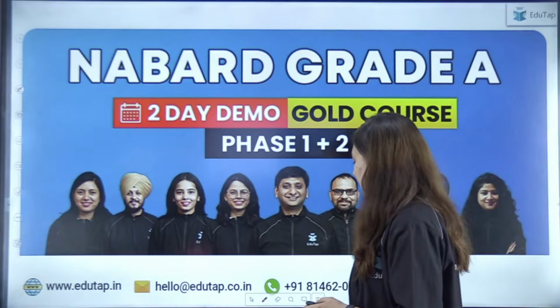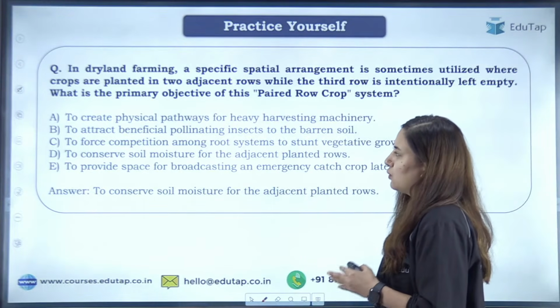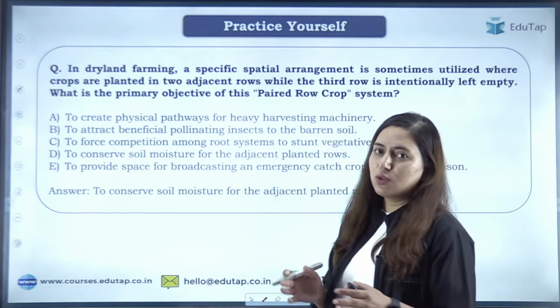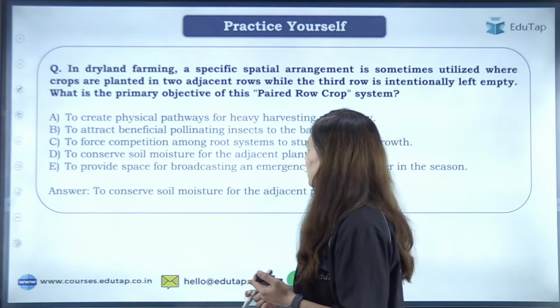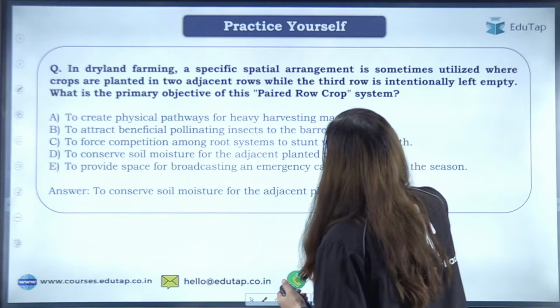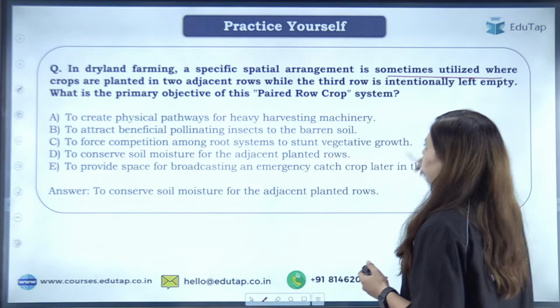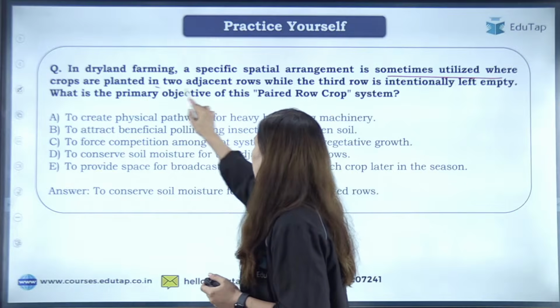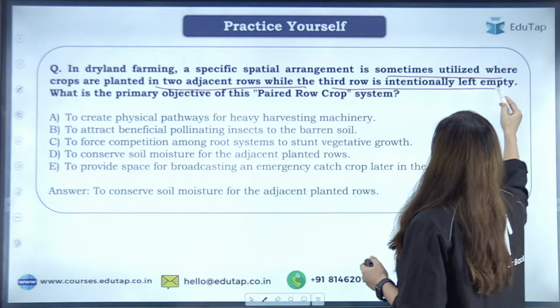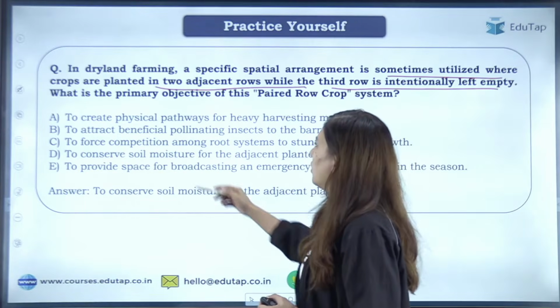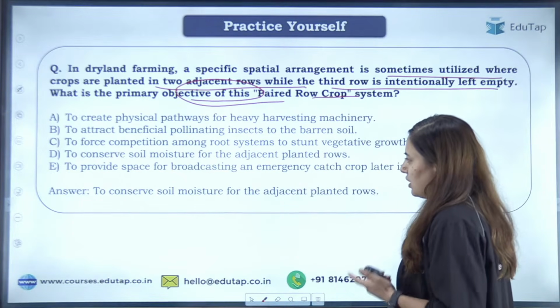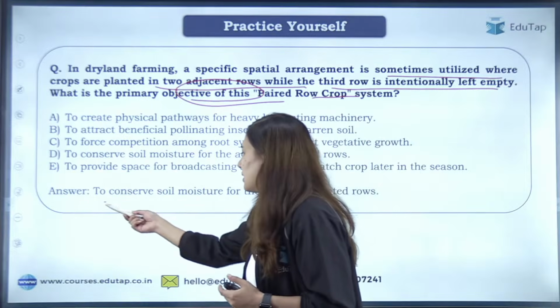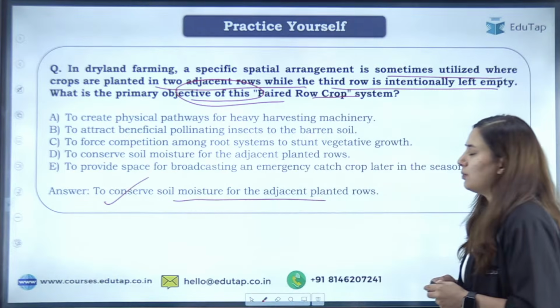With that, I'll start by first giving you the answers of the practice questions that I have given to you yesterday. So the first question was, in dryland farming, a specific spatial arrangement is sometimes utilized where crops are planted in 2 adjacent rows while the third row is intentionally left empty. What is the primary objective of this paired row cropping system? So the answer for this will be to conserve soil moisture for the adjacent plant rows.